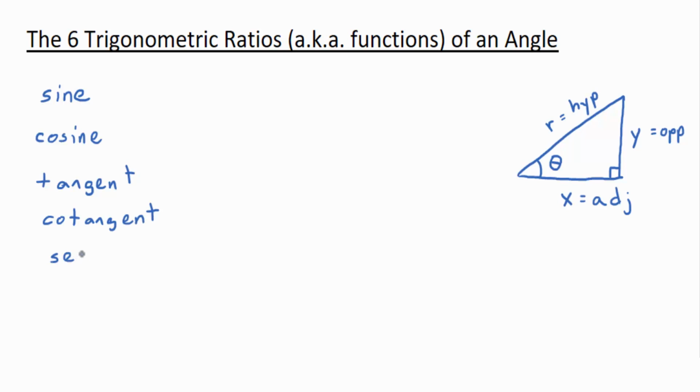There's secant. And cosecant. This is probably the only time in the class you'll see me write out the full spellings of these names. So the sine function is abbreviated. If you want to take the sine of theta, it's abbreviated like this, SIN, and then you put the angle right after that.